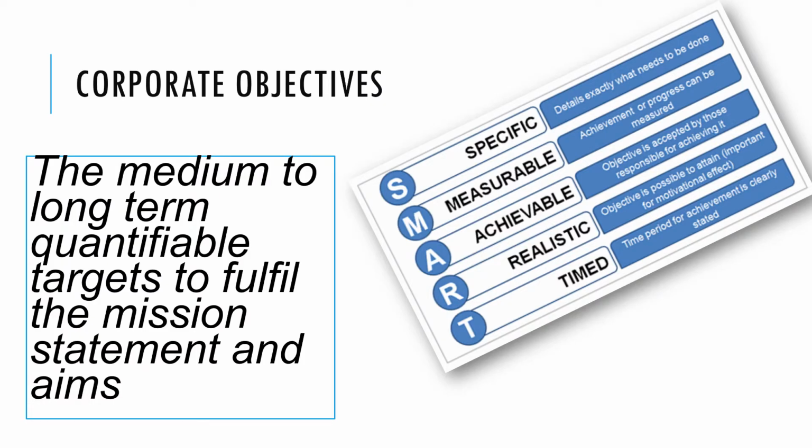So let's move on to corporate objectives. What is a corporate objective rather than an aim or a mission statement? This is the medium to long term, so sometime in the future, but not completely, for the life of the business. So medium term perhaps. And the key point here is quantifiable targets to fulfill the mission statement and fulfill the aims of the business. And you'll see over here to the right hand side, these objectives should be SMART, and we'll come on to that a little bit later on.